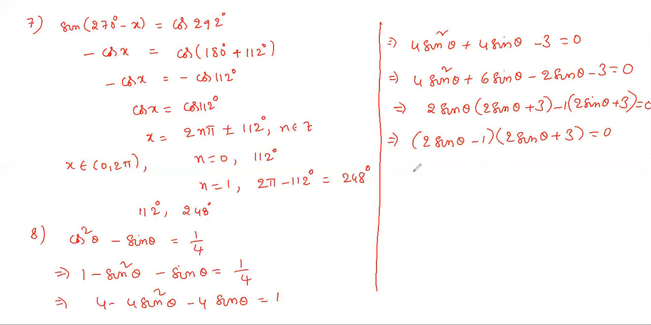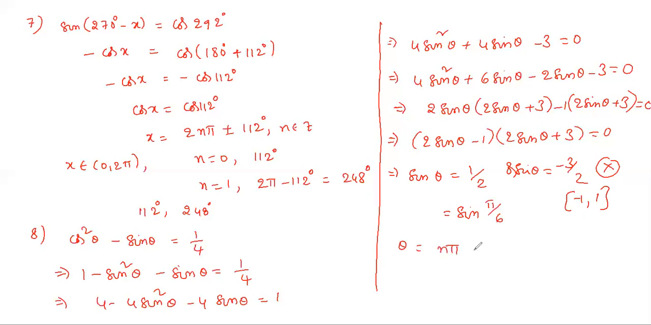So sin theta equals 1 by 2 or minus 3 by 2. Sin theta equals minus 3 by 2 is not possible because it does not lie between minus 1 and plus 1. So only one solution, sin theta equals 1 by 2, and 1 by 2 you can write as sin pi by 6. So the general solution is n pi plus minus 1 whole power n into pi by 6. So this is the answer.